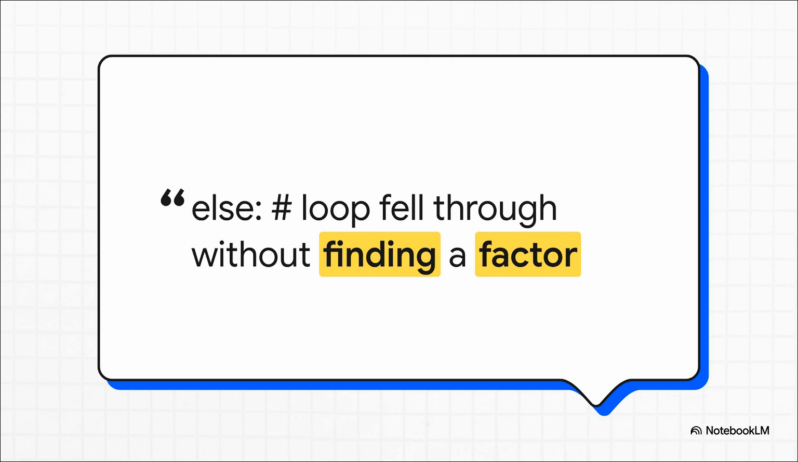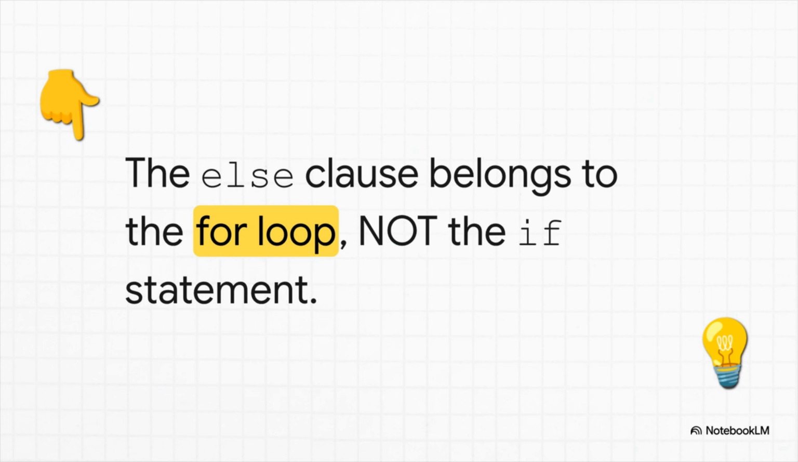This is it. This is the key takeaway, the one thing that trips up so many people when they're starting out. Just look at the indentation in that last example. The else lines up perfectly with the for, not the if. This is a loop else, and it has a very, very specific job.